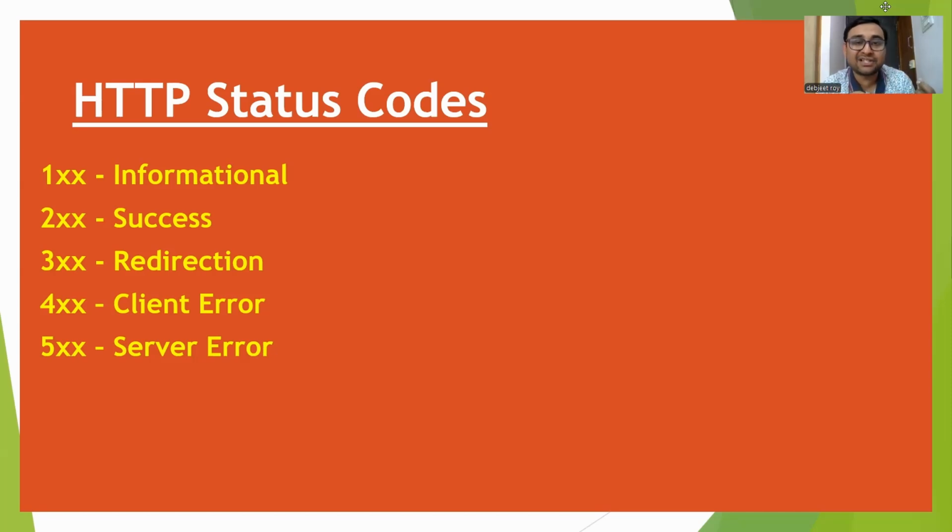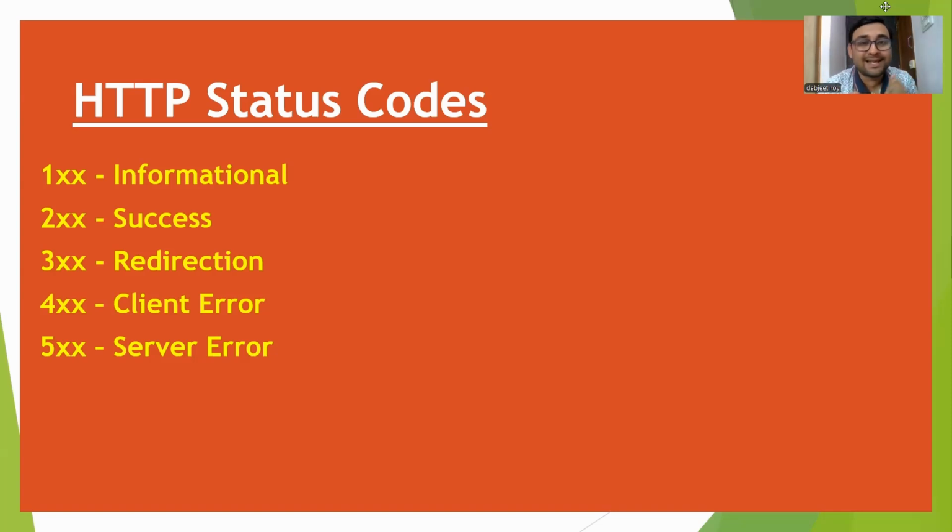Then comes redirection. There is a chance of URL redirection to another URL. For example, one microservice calling another microservice, or one URL request being passed on to another URL. So there is a chance of URL redirection, and that is the status code that is returned back.